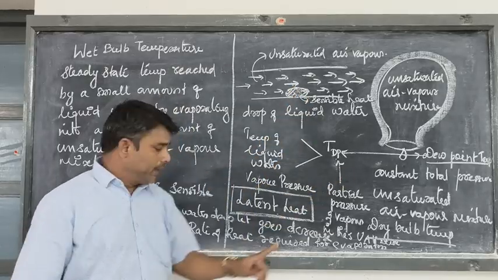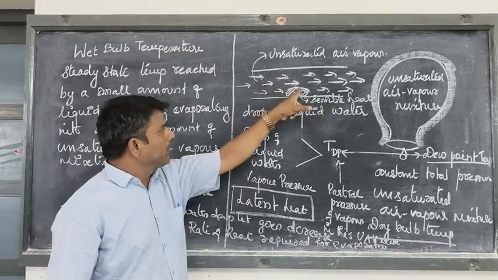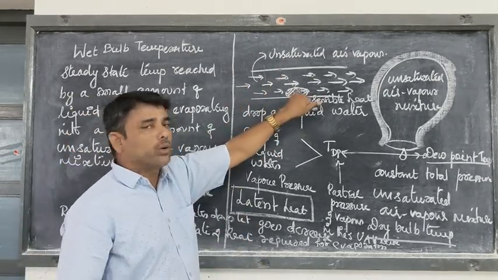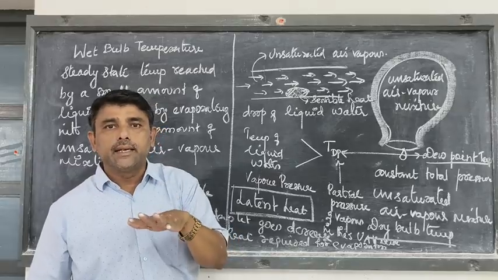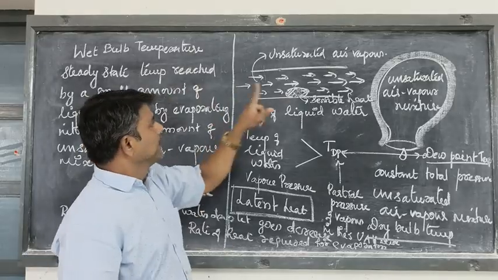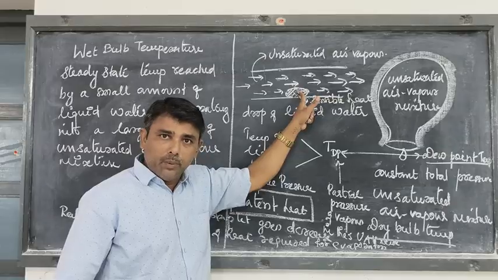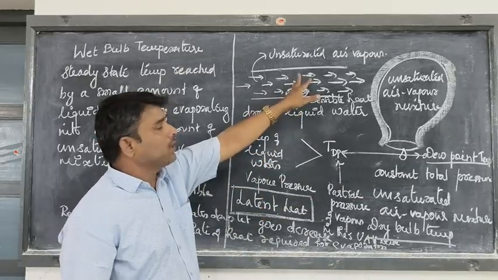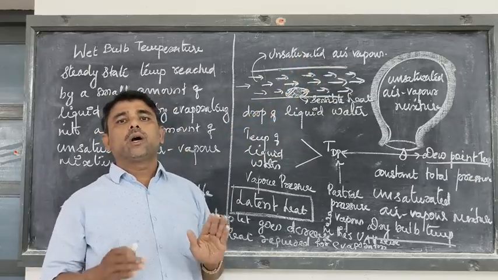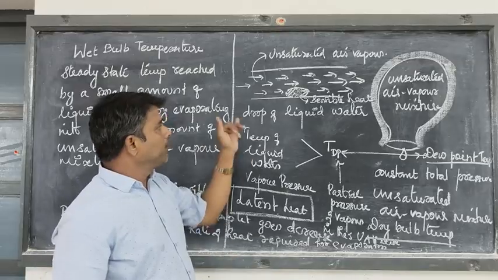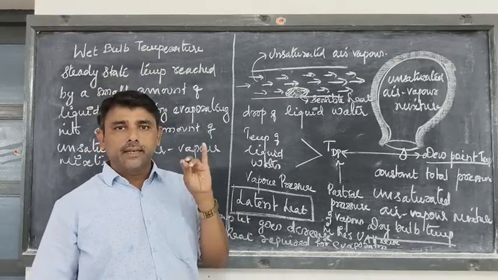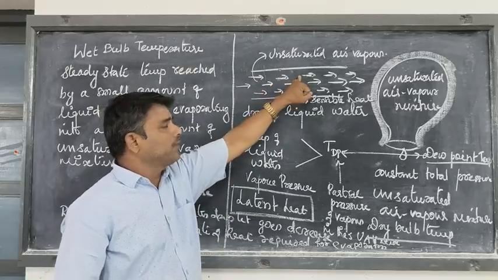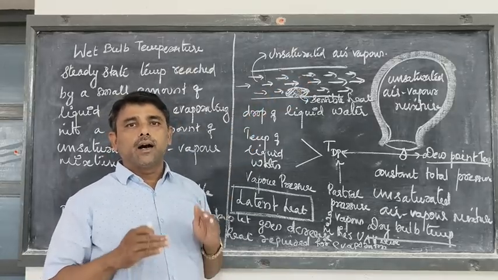The condition is, when the rate of heat transferred from bulk air to the liquid droplet is equal to the heat required for evaporation, the temperature of the liquid droplet is maintained constant, at steady state. This steady state temperature, listen to the definition, reached by a small amount of liquid water evaporating into a large amount of unsaturated air vapor mixture is called the wet bulb temperature. Once again I am repeating, wet bulb temperature is the steady state temperature attained by a small amount of liquid water evaporating into a large amount of unsaturated air vapor mixture under constant total pressure.